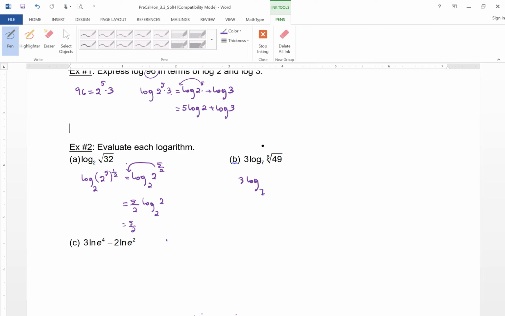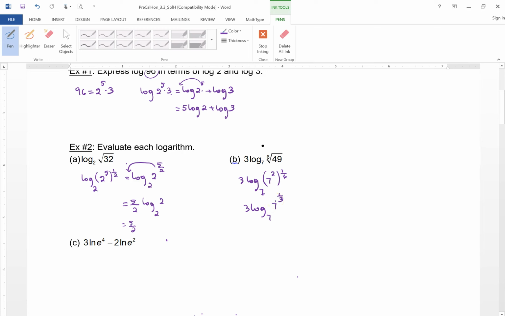3 log base 7. All right, the 49 here can be written as 7 to the power of 2. And now all this is in a 6th root, which is to the power of 1 over 6. So then 2 and 1 over 6 will be a power of 1/3, right? So here we have 3 log 7, 7 to the power of 1 over 3.